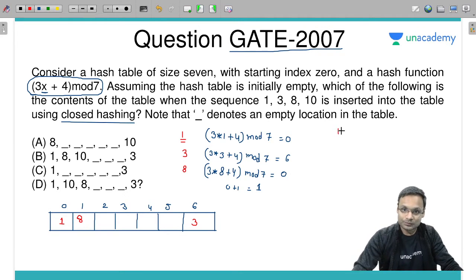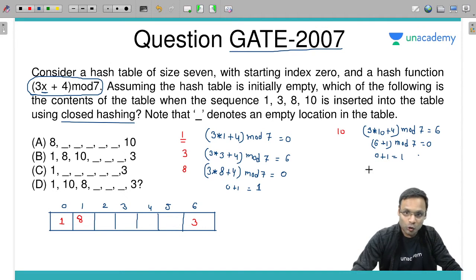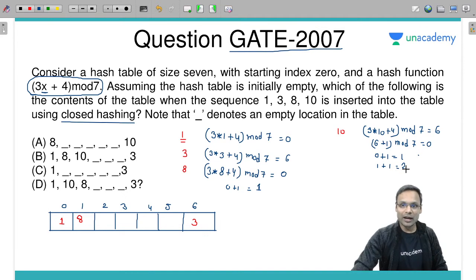Next key is 10. For 10, the hash function is 3 into 10 plus 4 mod 7. 34 mod 7 will give you 6, but 6 is occupied. 6 plus 1 mod 7 gives you 0. That is also occupied. 0 plus 1, 1, that is also occupied. Then 1 plus 1, 2. We will have to insert this value 10 at 2.